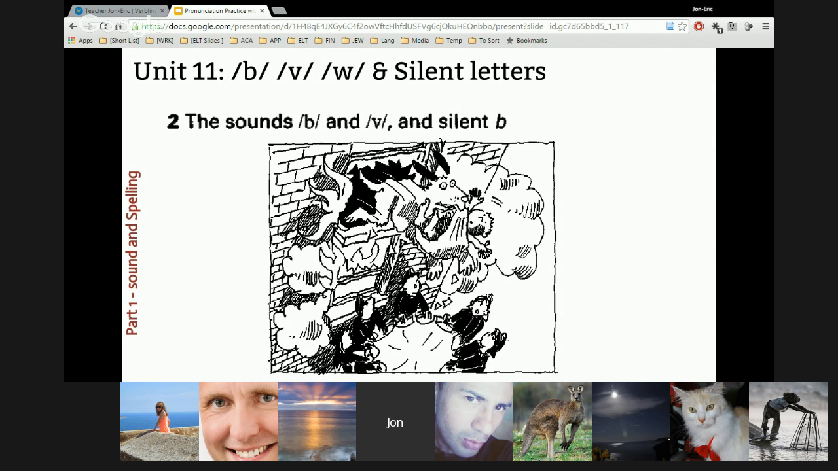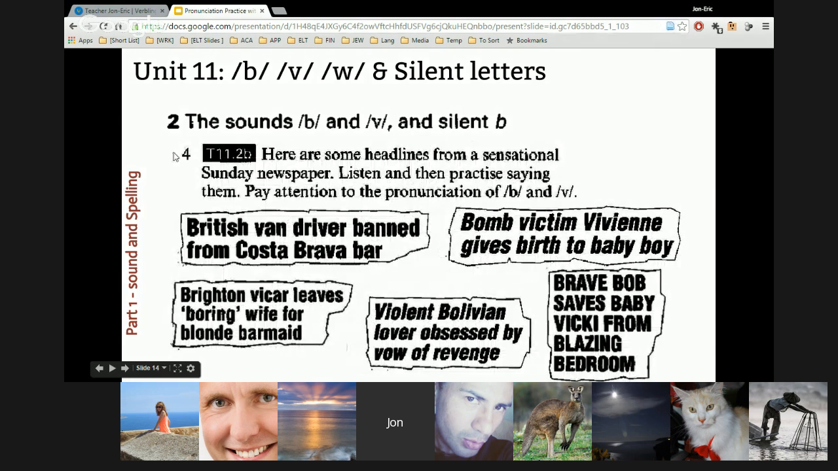I want you to look at some other newspaper headlines and look at the alliteration. Here are some headlines from a sensational Sunday paper. I don't want you to just listen. I want you to say them yourselves. Pay attention to the B and V sound.